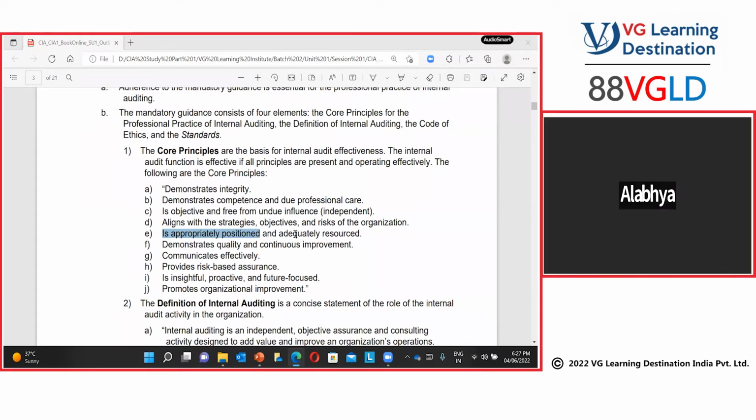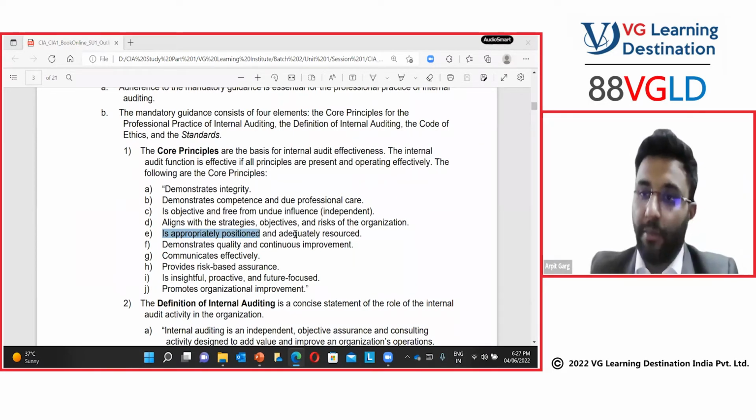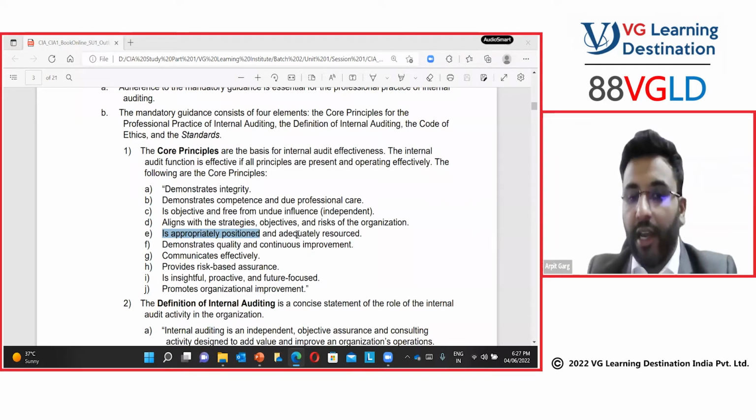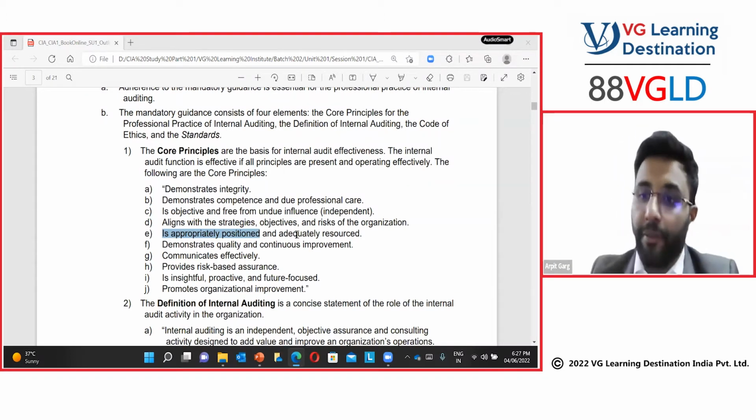Adequately resourced, what does it mean? It means, one, the count of resources, that we should have a sufficient number of resources. The second is it should have the right set of competency as well, right? So that's how we said it should be adequately resourced. And now again, resources is not only limited to people, folks.